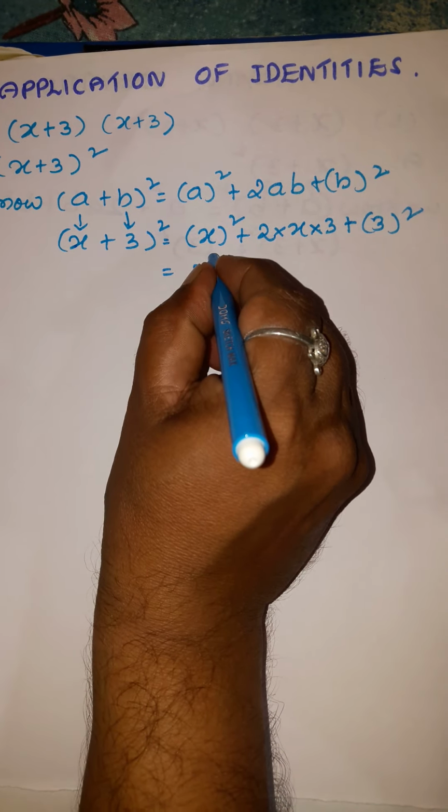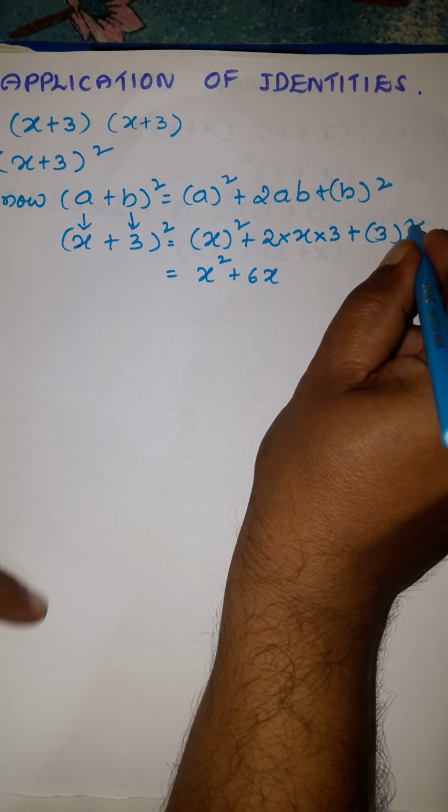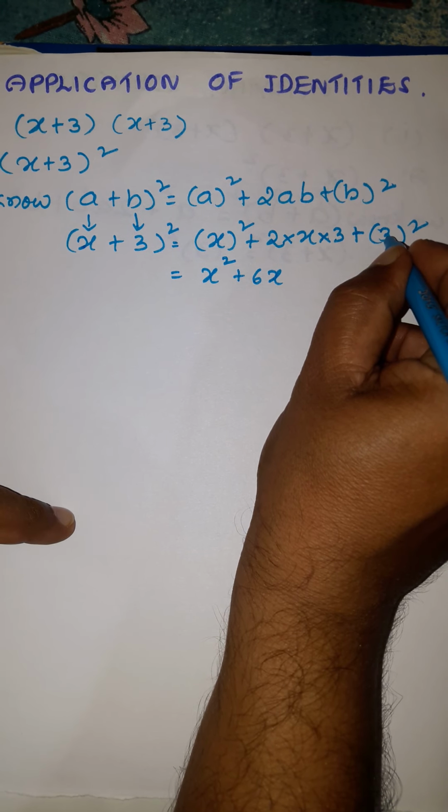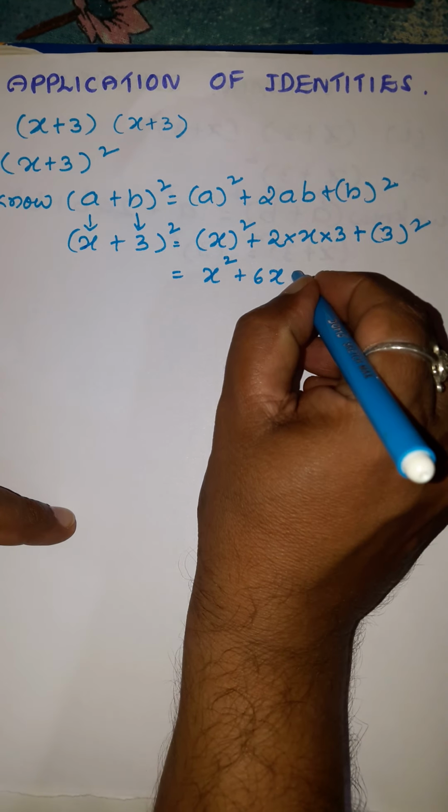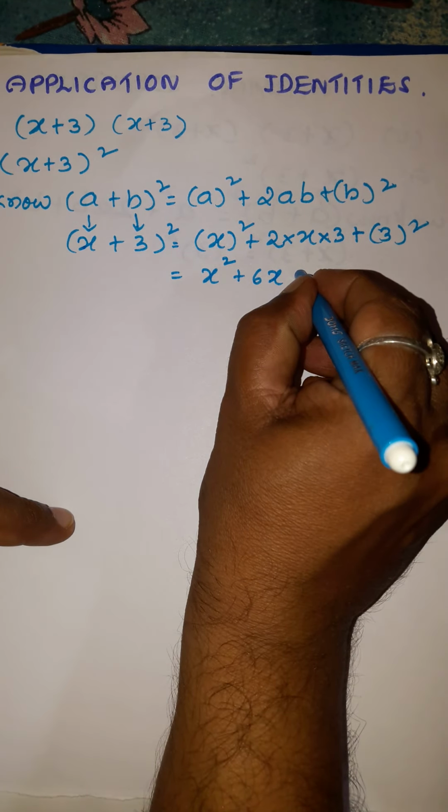Therefore x square, x into x is x square, plus 2 into 3 is 6 into x, 6x. So 3 square means 3 multiplied by 3. Never multiply 3 by the power. 3 square means we have to multiply 3 by itself. So 3 into 3 is 9.